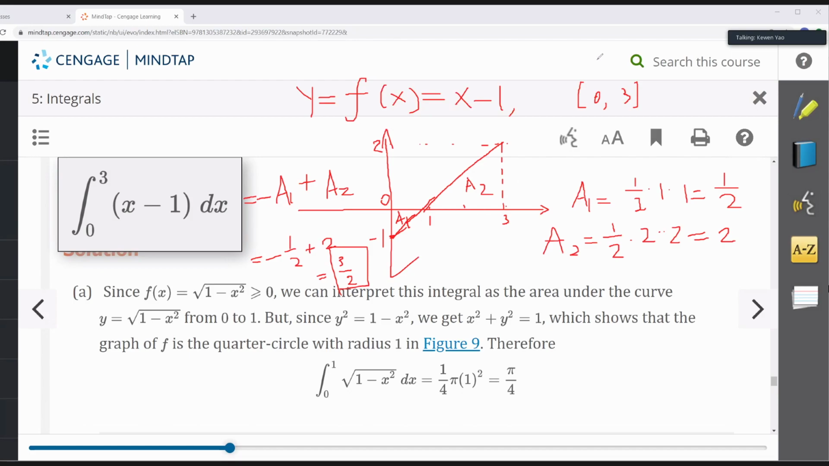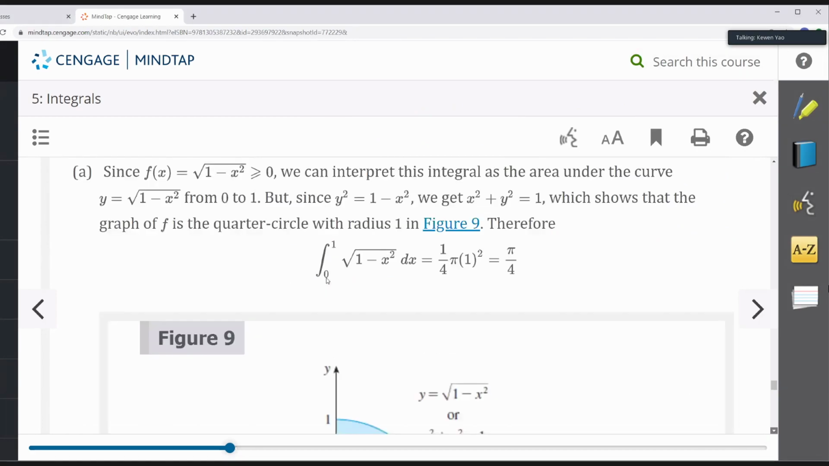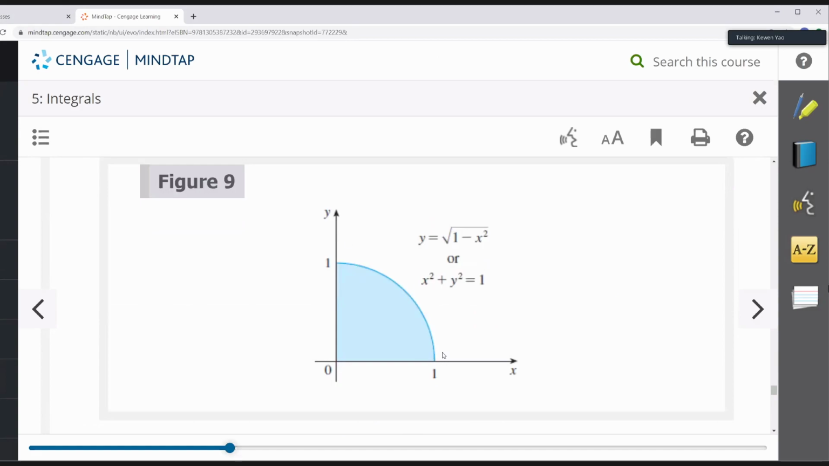Let's take a look at the answer in the textbook. I hope we have the same answer. Okay, 3/2, I hope. Now this is for part 1, a quarter of a circle, a quarter circle.